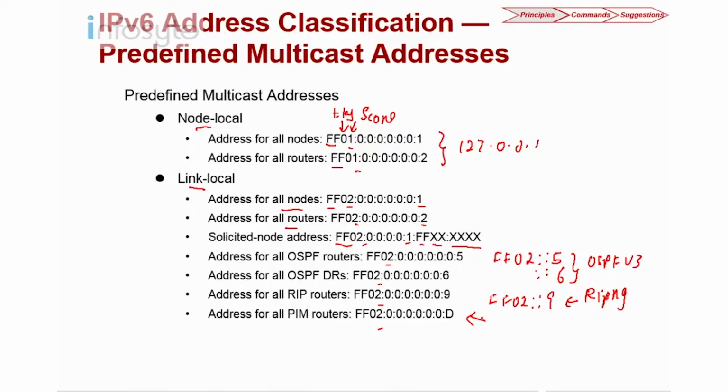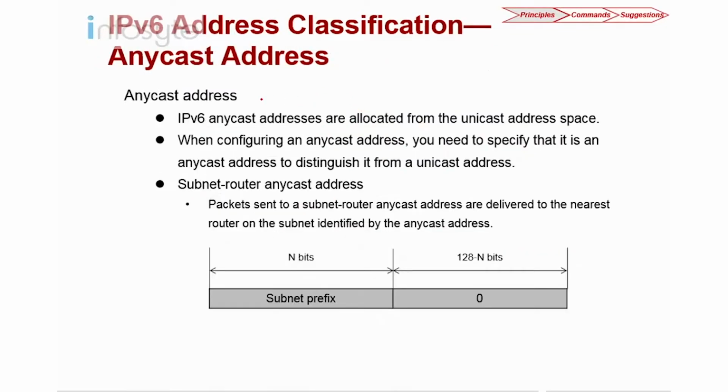So there you have the multicast addresses. Now in IPv6, we have a new cast we call the Anycast address. So what exactly is Anycast? Anycast is just like another unicast address, and Anycast allows you to connect to the nearest router. When we configure an Anycast address, you need to specify that it is an Anycast address to distinguish it from the unicast address. Later I'm going to show you a demo.